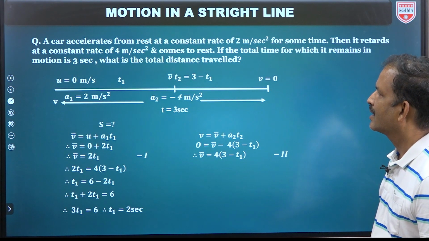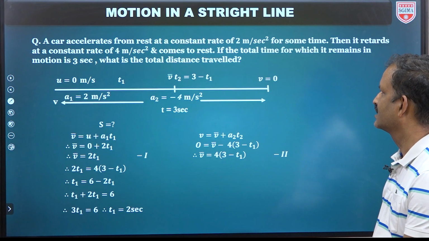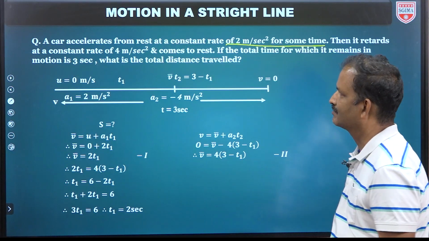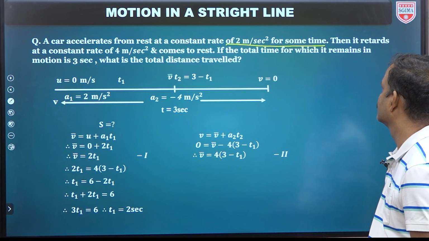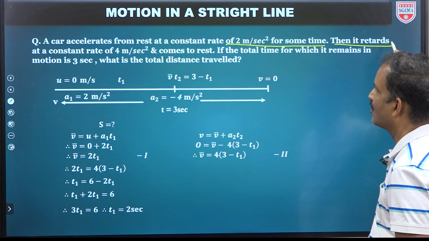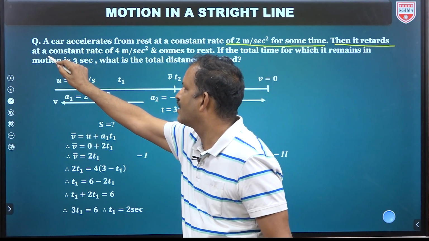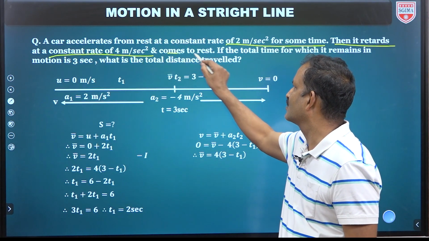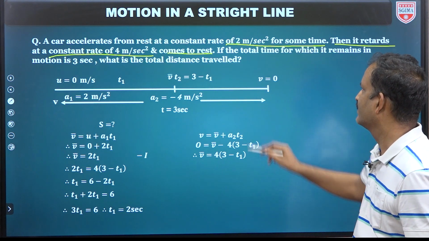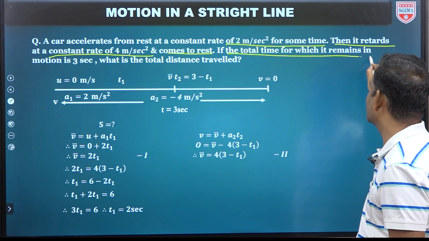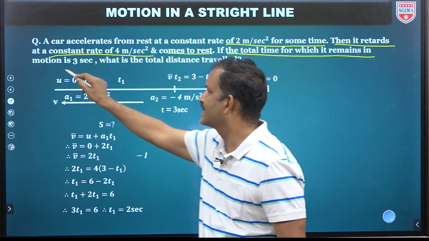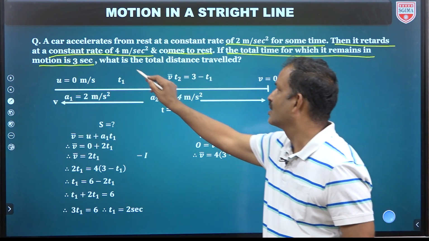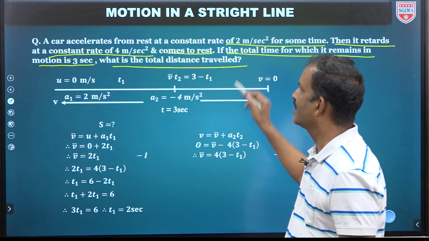Next, a car accelerates from rest at a constant rate of 2 meters per second squared for some time. Then it retards at a constant rate of 4 meters per second squared and comes to rest. If the total time for which it remains in motion is 3 seconds, what is the total distance travelled?